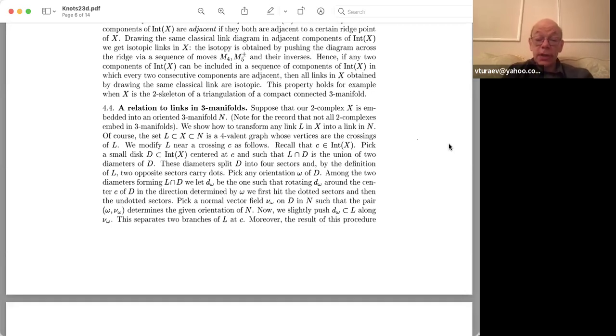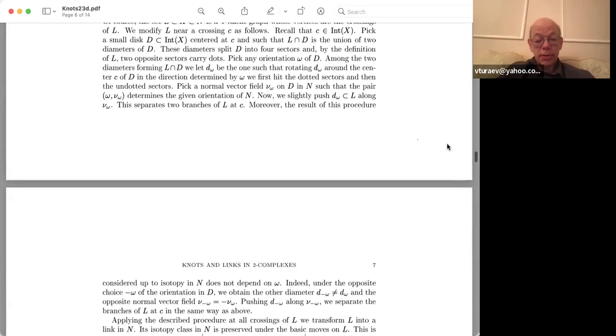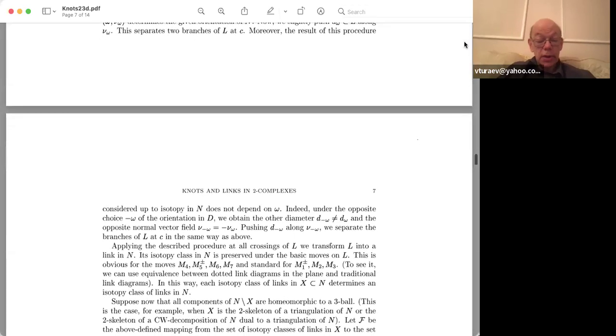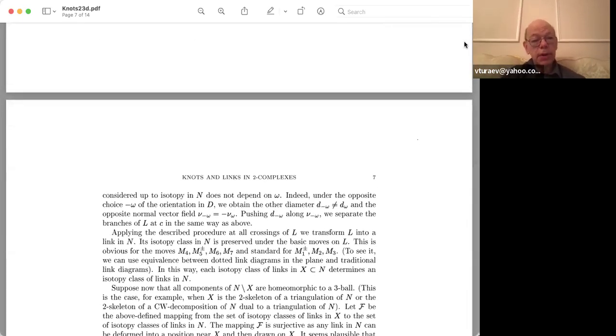Now, how is it done? The orientation is used to resolve the crossings. So in the picture of the node or link, we have crossings with those dots, and those dots plus the orientation of the ambient manifold allow us to determine which branch goes to which side. This is explained here. I don't want to go into these technical details, but why is it important? It is important because basically it means that nodes and links in an oriented three manifold can be drawn in two-dimensional complexes without losing any information.